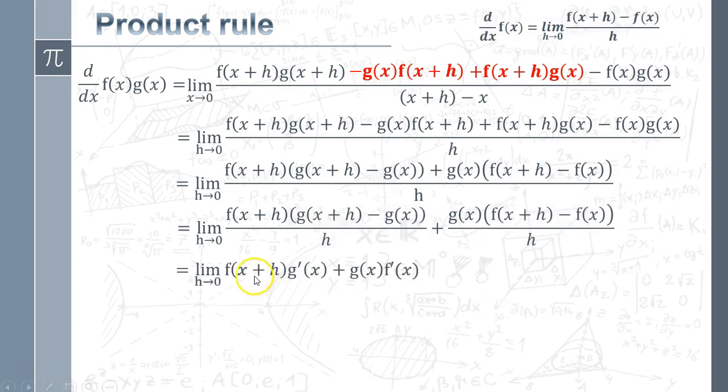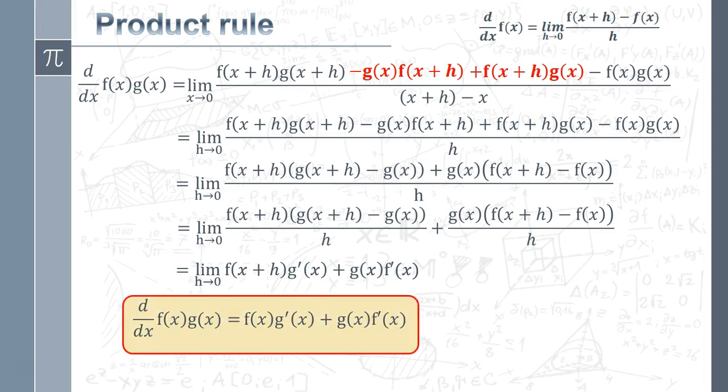The last thing we've got to do is say, well, we've got this f of x plus h. As h tends to 0, f of x plus h will just tend to f of x. So now I've got my result which says when I differentiate the product, I end up with f of x times g dash x plus g of x times f dash x.